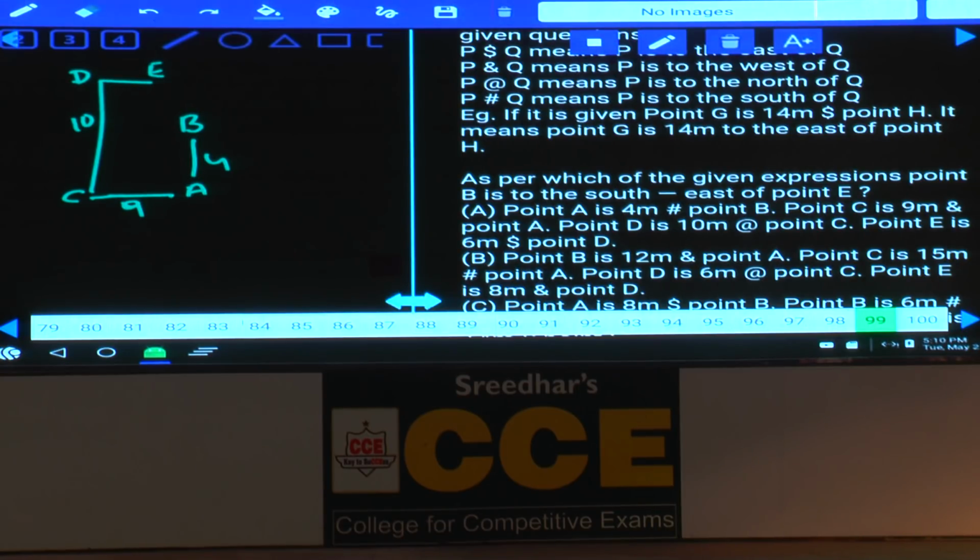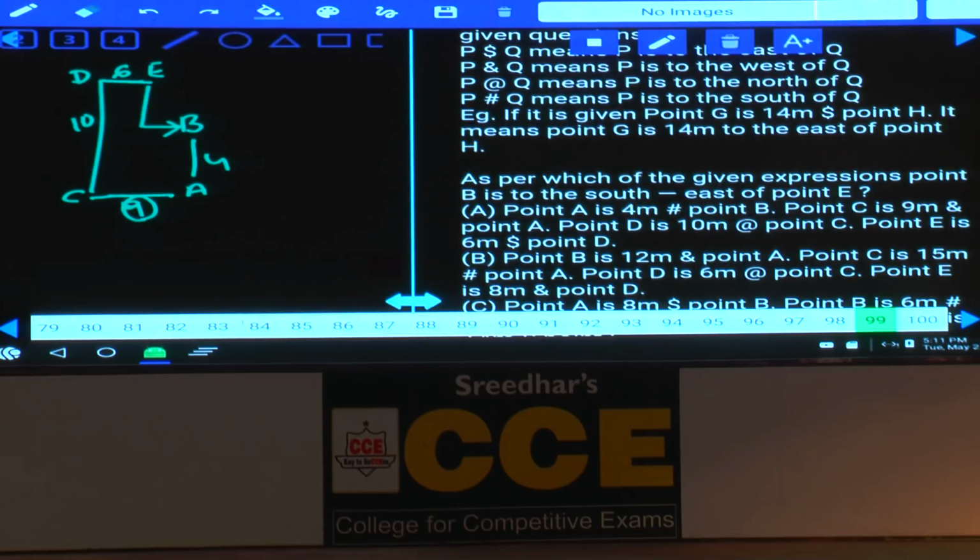Now with the help of this one, point B is to the southeast of E. As E is here, the distance is only 6 meters. As it is 6 meters here, this is south and this is east, so southeast. Done, because the total distance is 9, out of which he has covered only 6 meters, and this is south and east to southeast. Hence 1 is your answer.